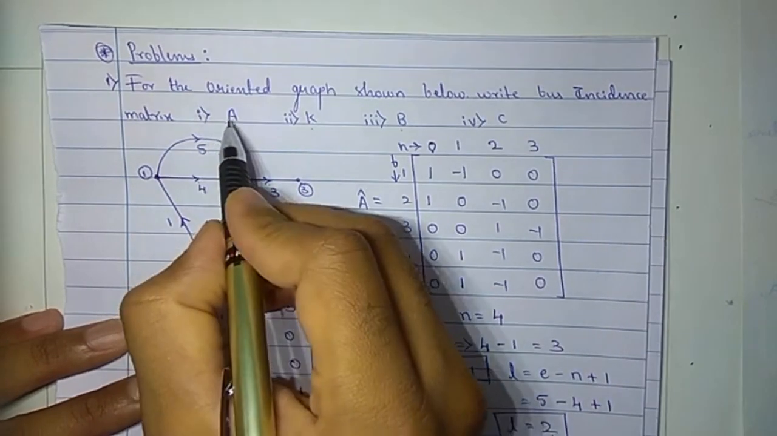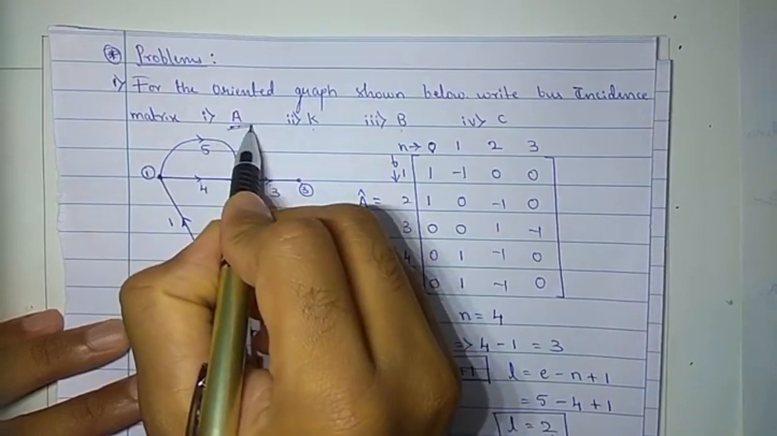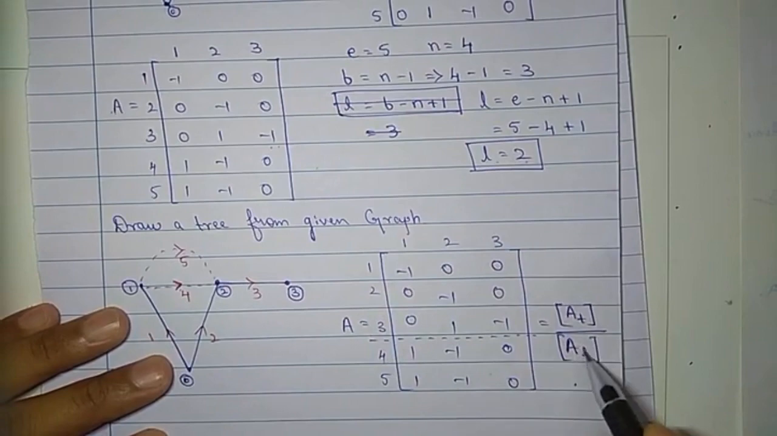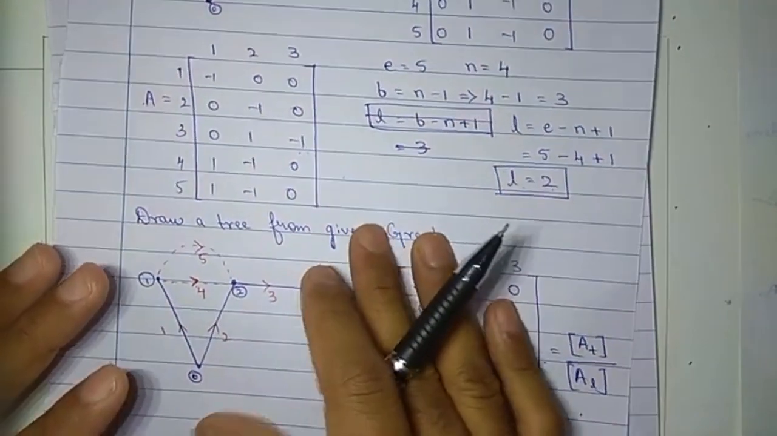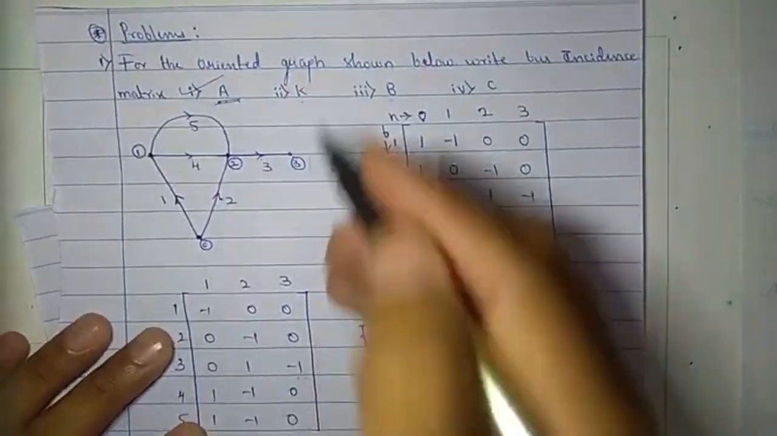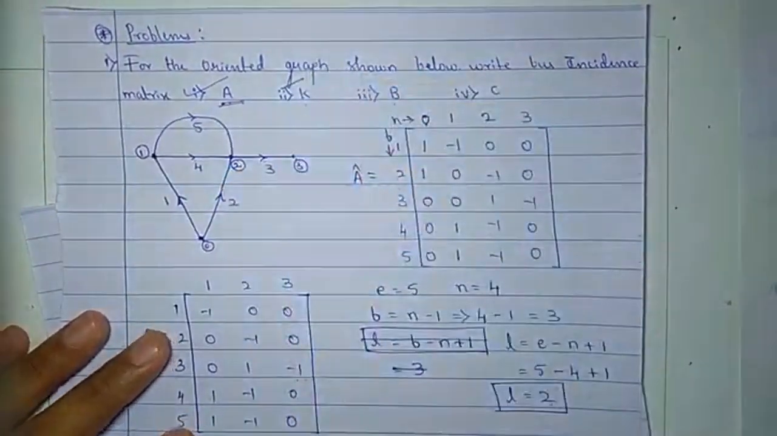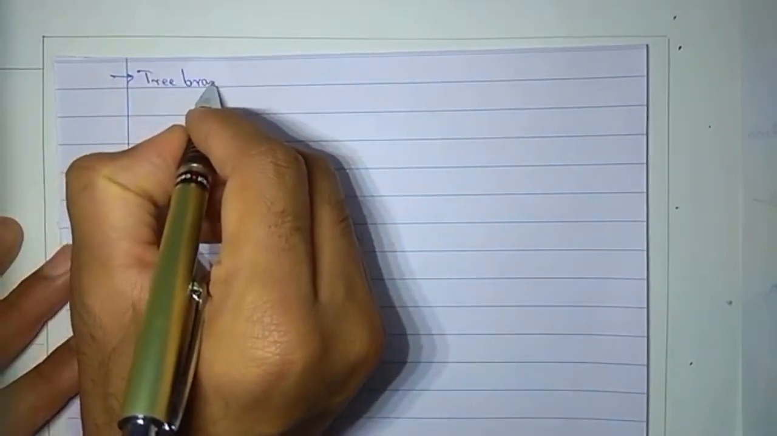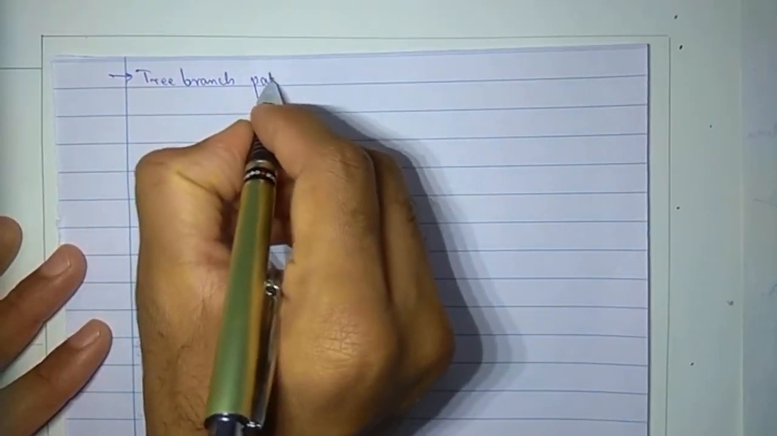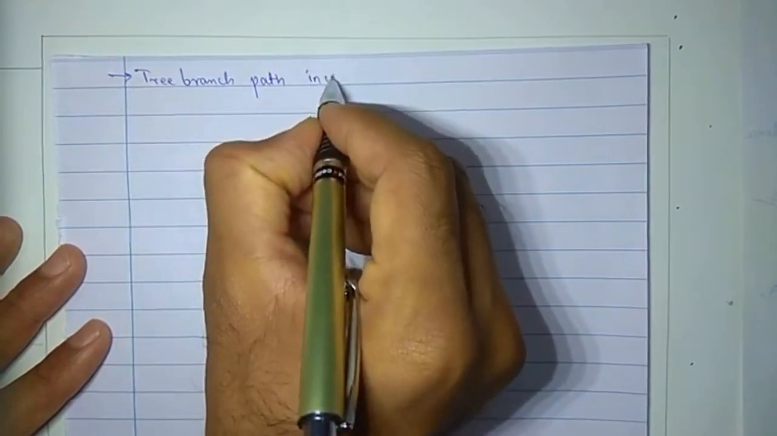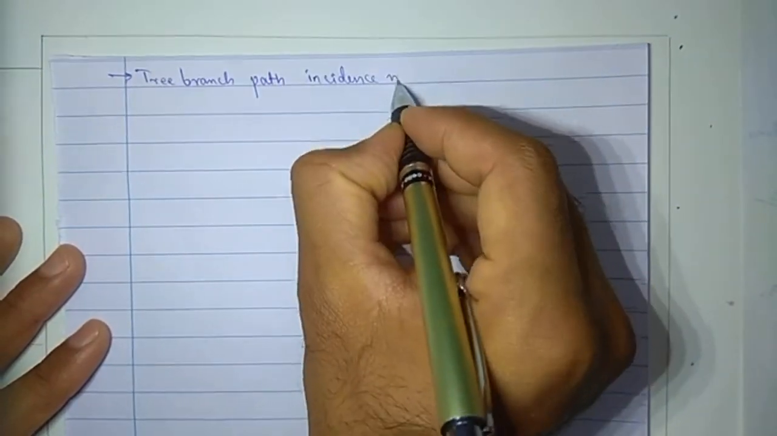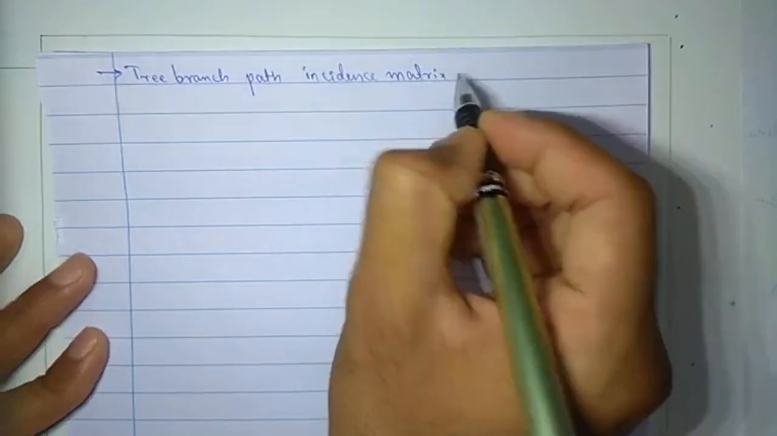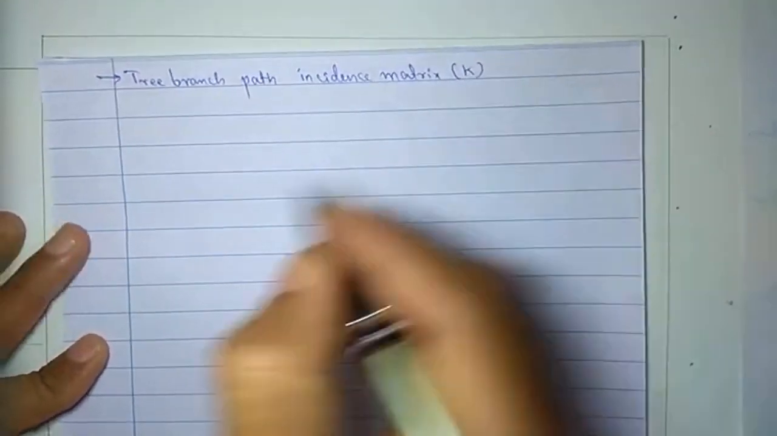In the given problem, they have asked us to write the reduced incidence matrix. We have written it here by splitting it into 2 components. Next, they have asked us to calculate K. What is the meaning of K? K means the tree branch path incidence matrix, which is represented as K.